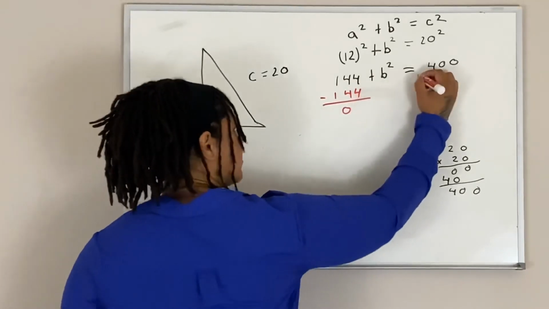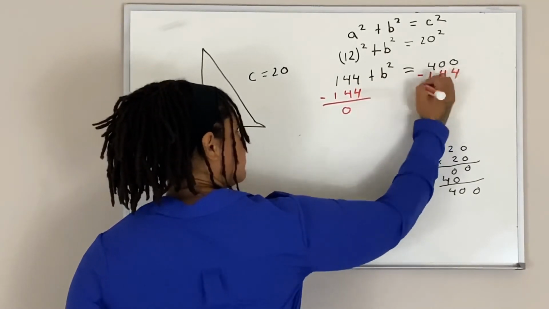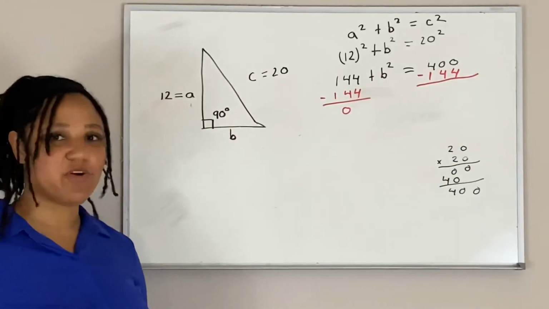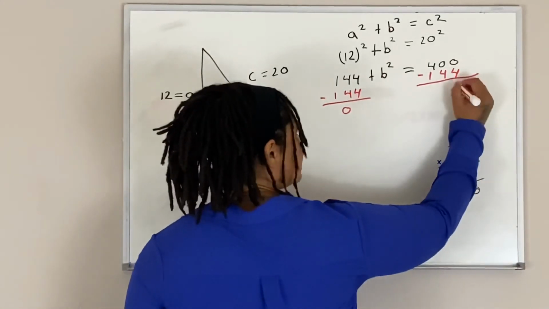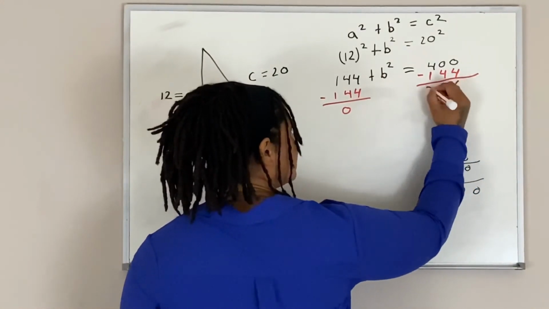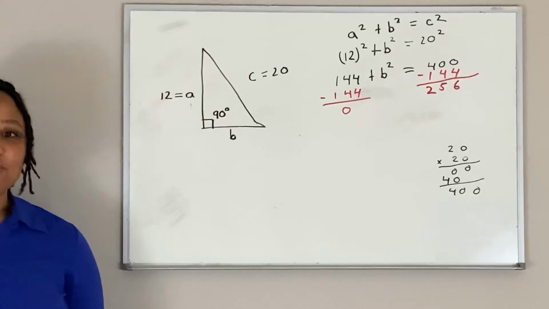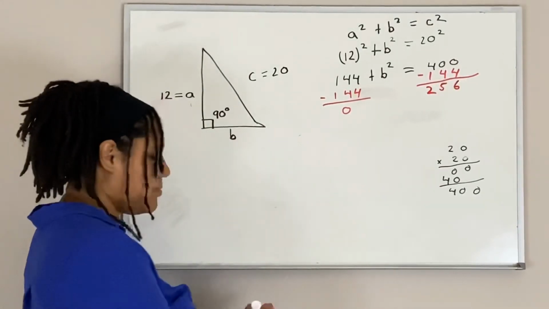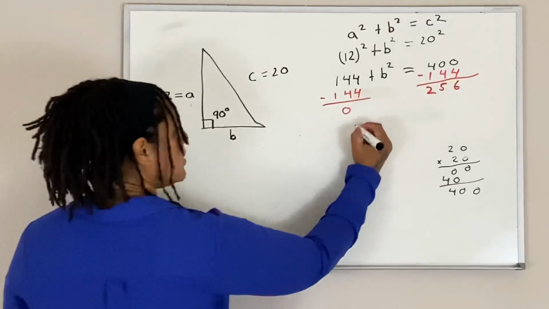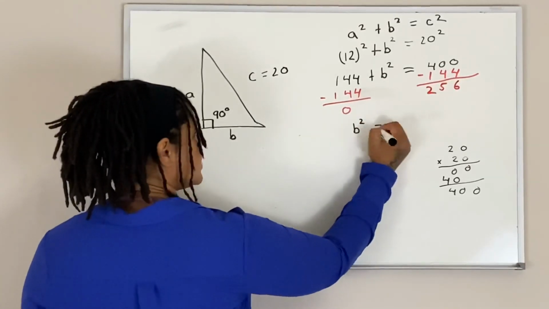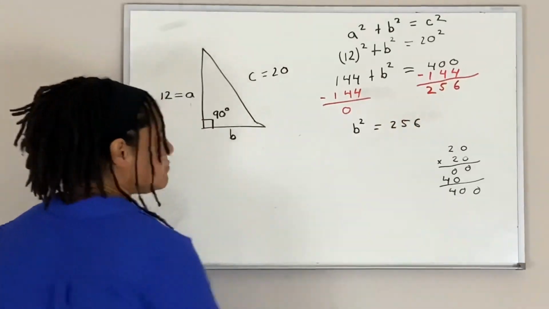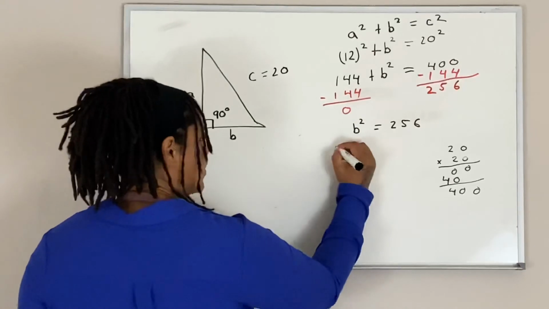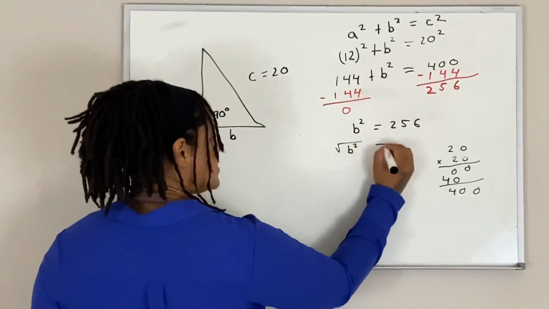That gives us a 0 here. And we're going to subtract 144 from 400, and we are left with 256. So I'm going to come over here and clean it up a little bit. We have B squared is equal to 256. Again, we want B to be by itself. Okay, so I'm going to take the square root of both sides.